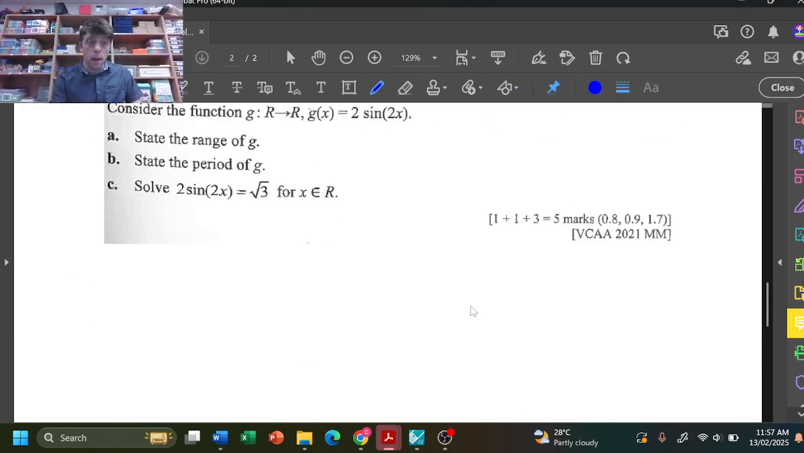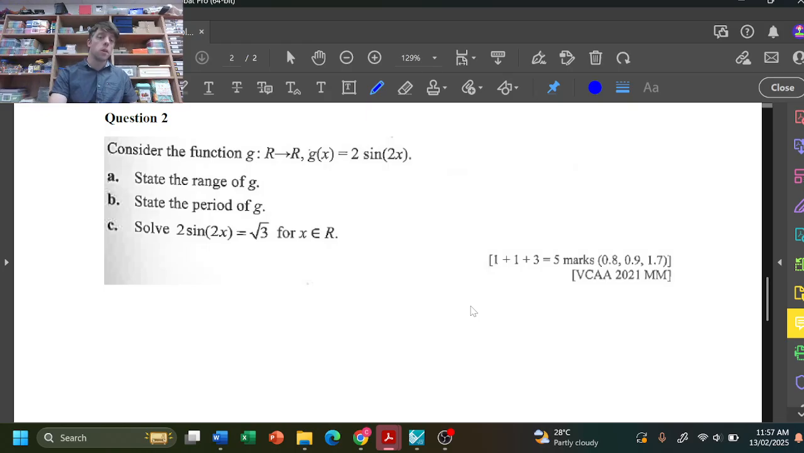So we'll go down and have a look at this question here. This one requires us to solve this function, and we're trying to obtain the general solution for this function. So working through this step by step, question A requires us to state the range of G. So looking at this, the range of G, when we're talking about range, we're talking about Y values, the outputs. So what could this value take on?